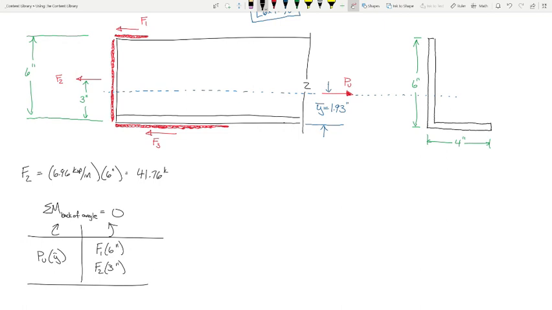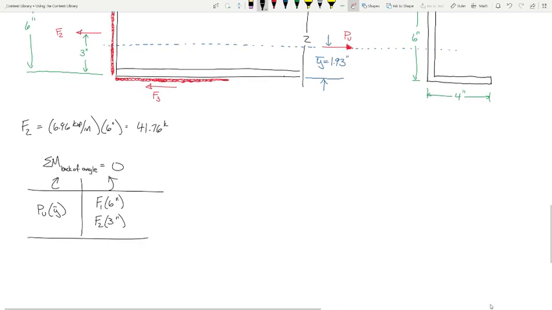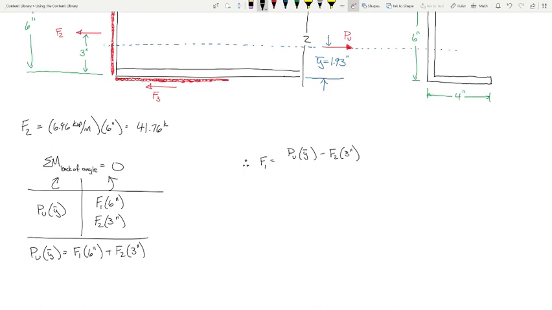So far so good? So, what don't I know in this expression? What am I solving for? F1. F1, right? So, PU times Y bar equals F1 times 6 inches plus F2 times 3 inches. So, F1 equals PU times Y bar minus F2 times 3 inches, all over 6 inches.